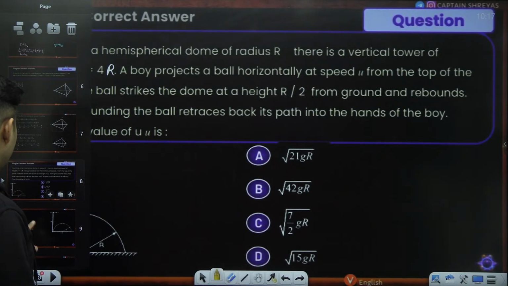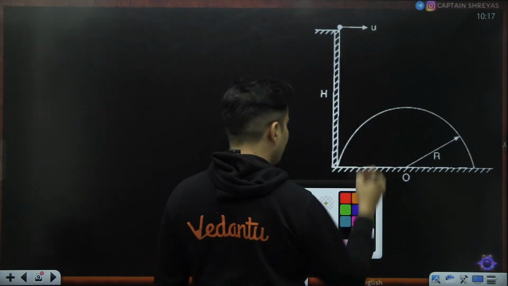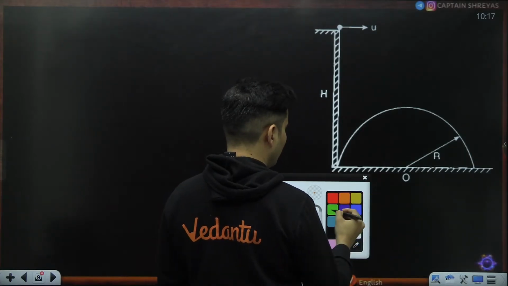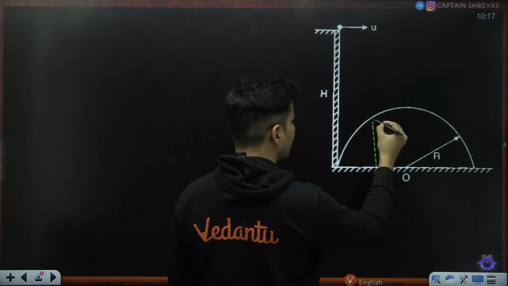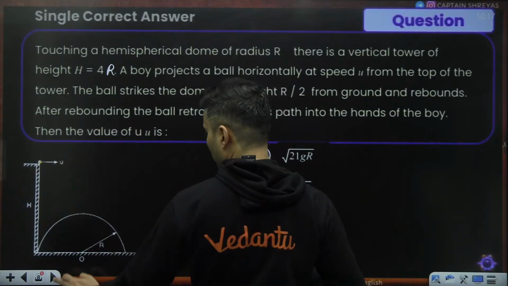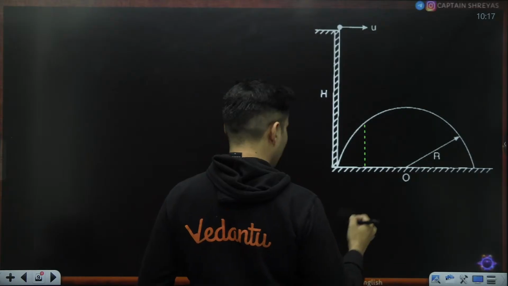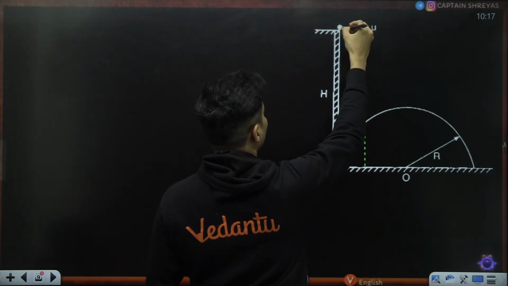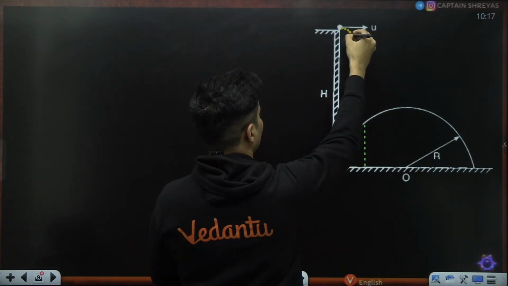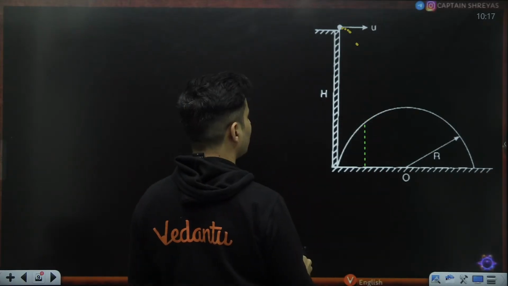So let's see, guys, what do we do? Let me just visualize this. It is hitting at a height of r by 2 from the ground, is it? So r by 2 from the ground means somewhere, let's say over here, that is where it is hitting, and it is half the radius. So somewhere here maybe. And this ball is probably thrown with such a speed that it is going like this. Okay, it is falling over here.